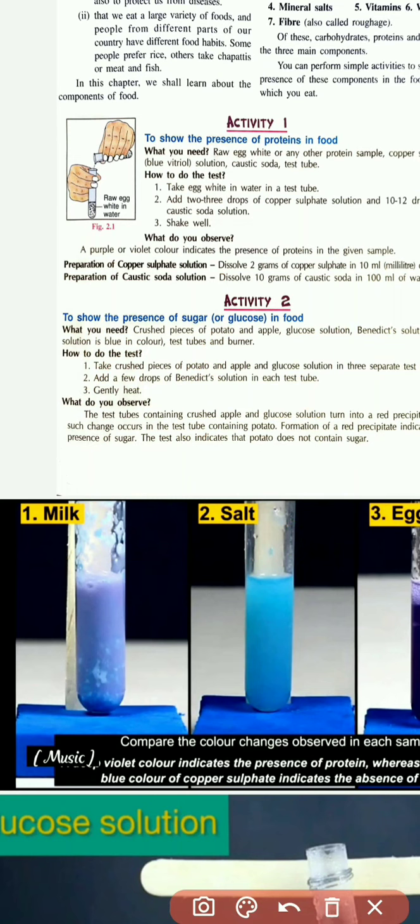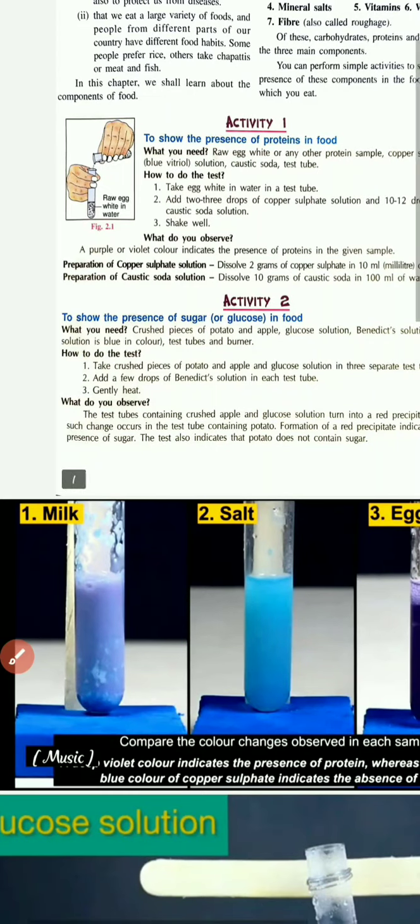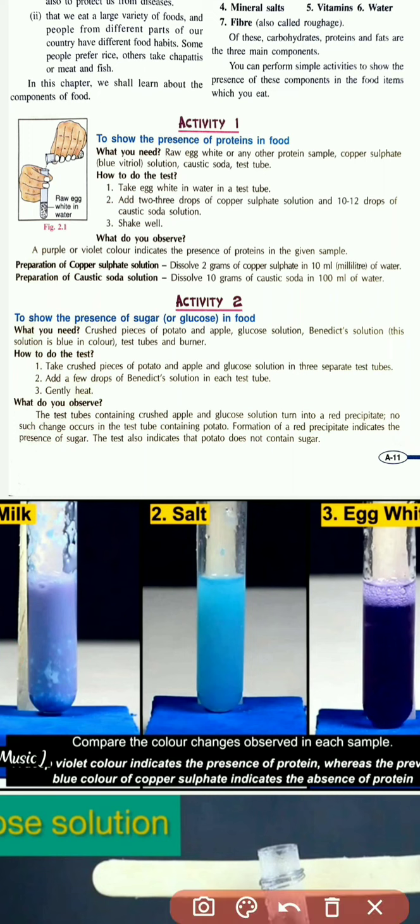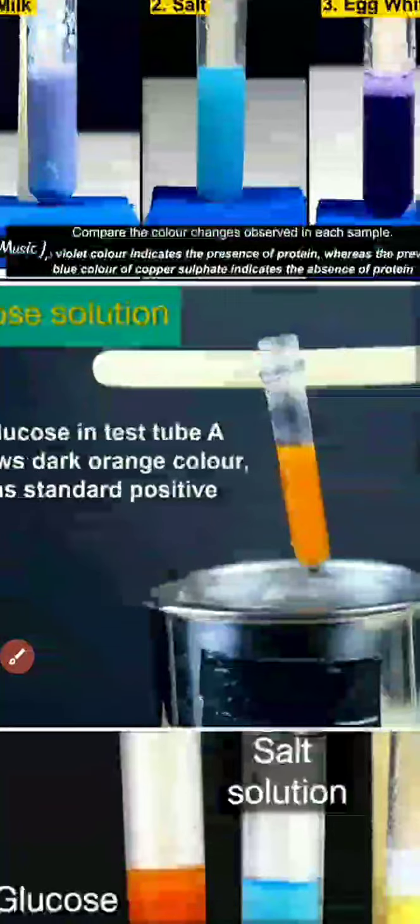Okay, after that what you will observe, the test tubes containing crushed apple and glucose solution turn into a red precipitate. No such change occurs in the test tube containing potato. Formation of a red precipitate indicates the presence of sugar. The test also indicates that potato does not contain sugar. So when you heat the test tubes, what you will get? You will get this.